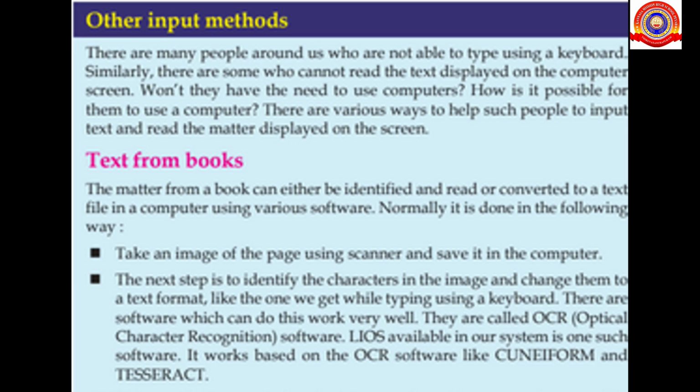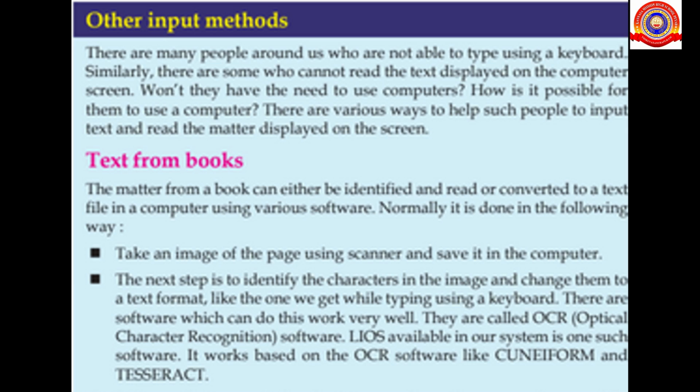The matter from a book can either be identified and read or converted to a text file in a computer using various softwares. Normally, it is done in the following way. The first step is to take an image of the page using scanner. If a person is not able to type anything using computer, he can make use of scanner, which is an input device, to take an image of the page and save it in the computer for further use.